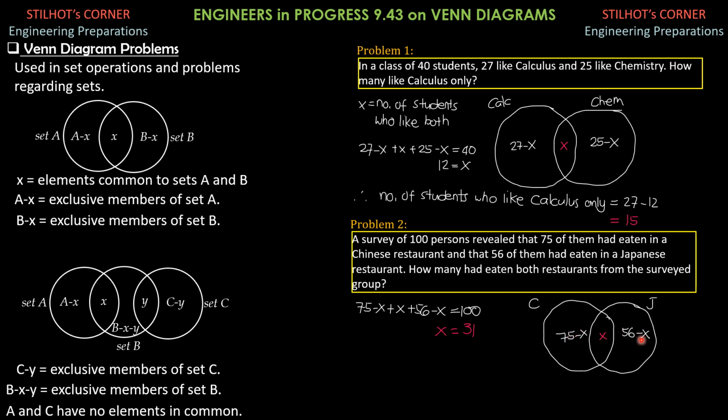So adding these numbers and equating it to the number of persons surveyed, which is 100. So 75 minus X plus 56 minus X equals 100. Solving for X, 75 plus 56 is 131, minus 100 is 31. So X is 31.